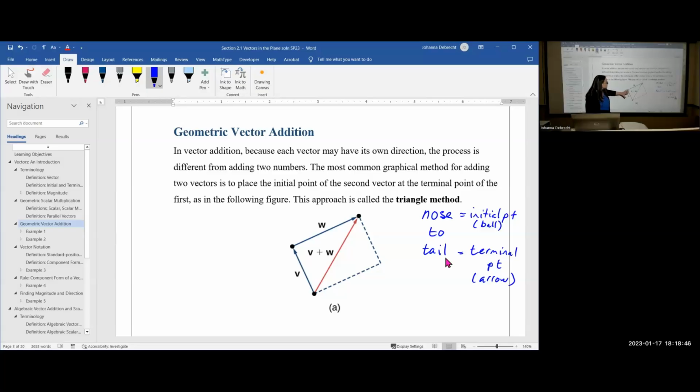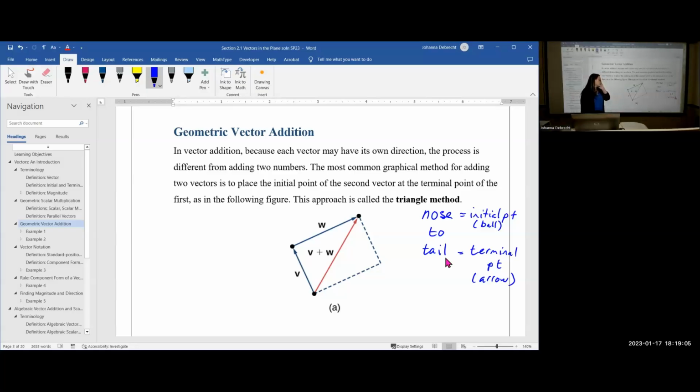And then once you do that, you connect the two ends of the vectors, and that's going to give you a triangle, all right? So this red vector that you see here is actually V plus W, all right? So you get V plus W.